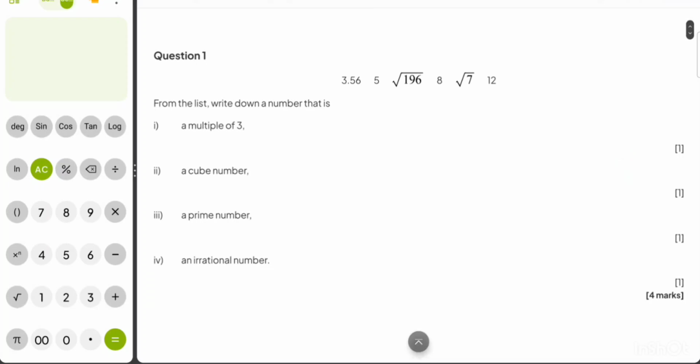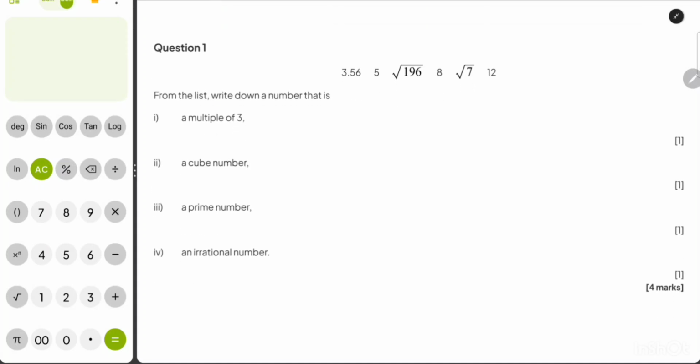See the first question. Here the list of numbers are given, and from this list write down the number that is a multiple of 3. Now, as you already know that this is the calculator kind of question, so you can simply use calculator to find whether they are divisible by 3 or not. But from the list I can simply say that 12 is divisible by 3. Others are not divisible by 3.